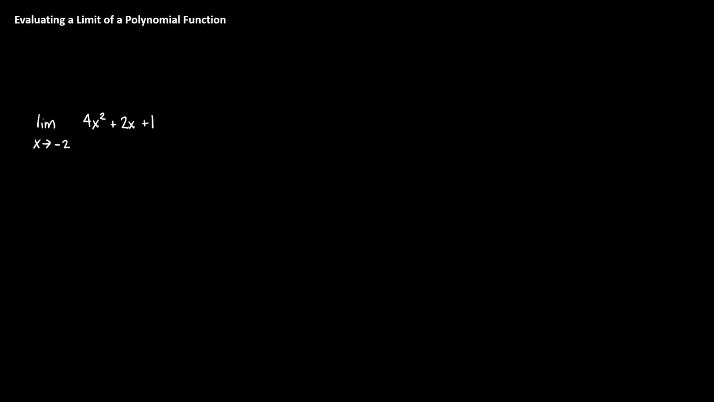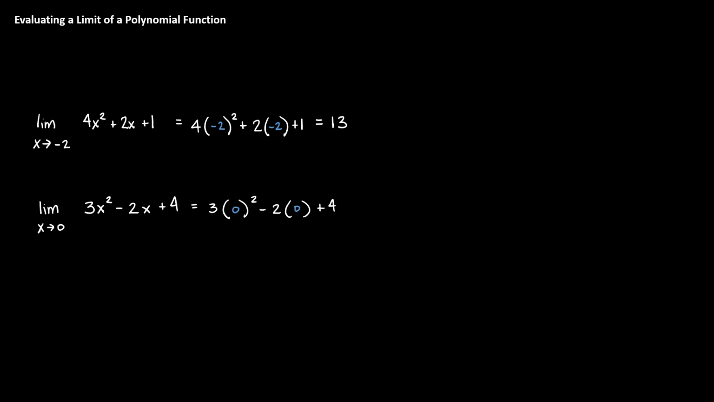The polynomial we're looking at here is 4x squared plus 2x plus 1. Notice that we have variables with positive integer exponents and coefficients, but nothing else, no crazy terms in this function. And when we look at the limit where x is approaching -2 for this polynomial, I'm now telling you just replace your x's with -2 and then simplify. Let's try another one. This polynomial is 3x squared minus 2x plus 4. It follows the format of a polynomial, so for the limit when x goes to 0, we just replace all of our x's with 0 and evaluate.